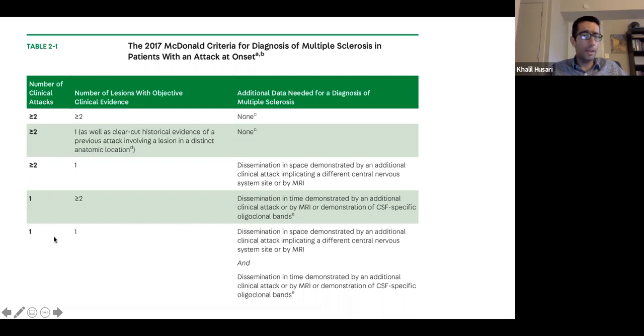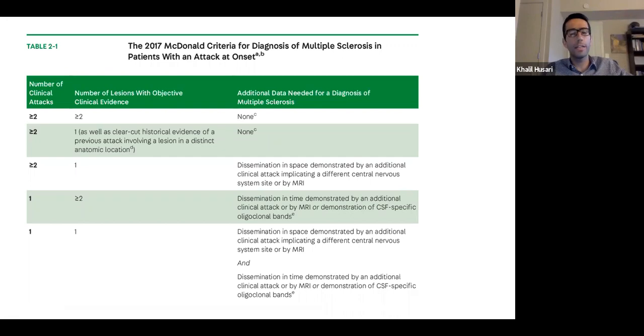The question is, whenever you have the first attack. So with the first attack, you need to show dissemination in time, demonstrated either by an additional attack if they have one, or by an MRI or CSF oligoclonal bands. Because the oligoclonal bands mean that we have a chronic inflammation that happened before.